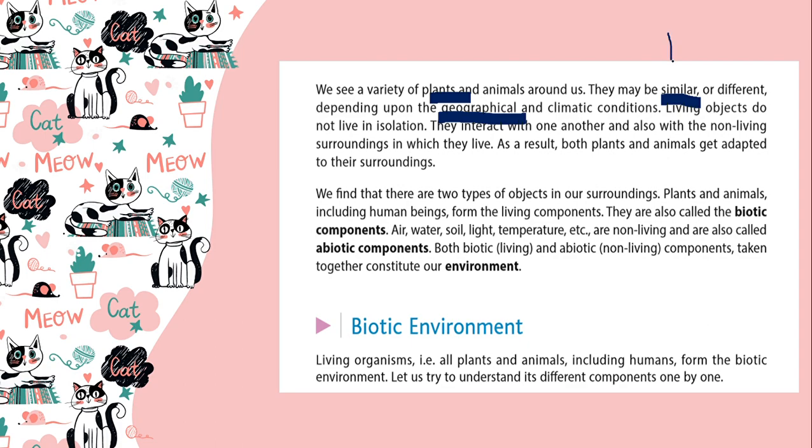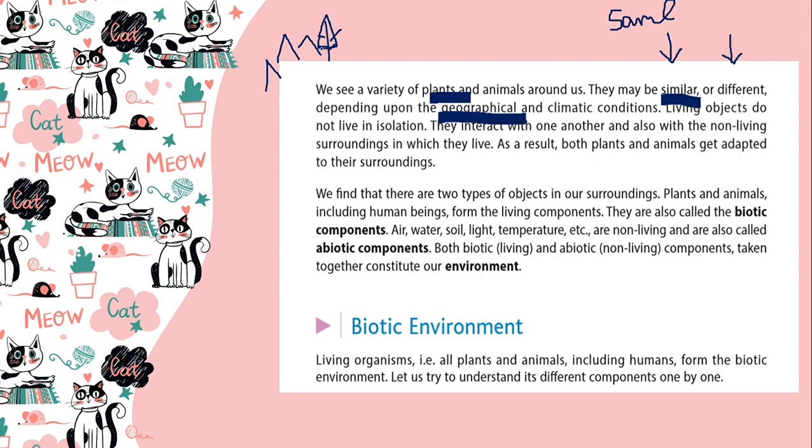The word similar over here means that they must be of the same kind. Means there must be the same kind of animals, dogs and cats. But the second word is different. Means there must be different kinds of animals and plants around us. So if we see in the hilly areas or the mountains, what kind of plants are there? They are thorny plants which have thorns, like the fir tree, and the shape is triangular.